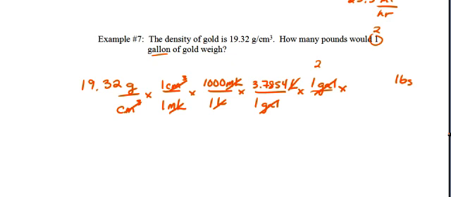And as it turns out, looking at the conversion sheet that I have in front of me, 1 pound is the same as 453.59 grams. So the grams way over here divided out with the grams way down here, and now we're left with pounds, we're looking for pounds, and we're ready to do the calculation. So it's going to be 19.32 times 1 divided by 1 times 1,000 times 3.7854 times 1 divided by 453.59, and I'm getting 161 pounds.